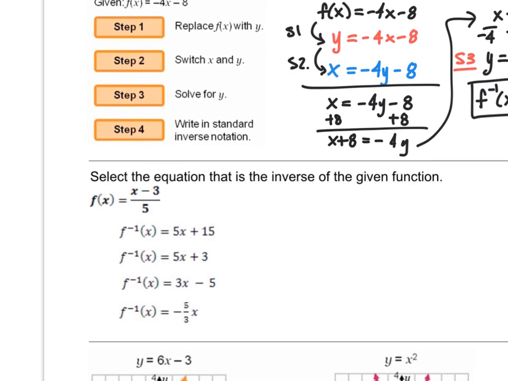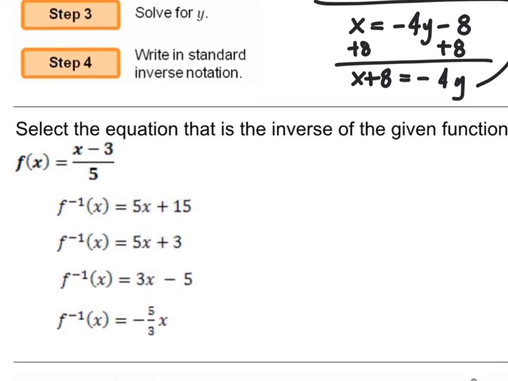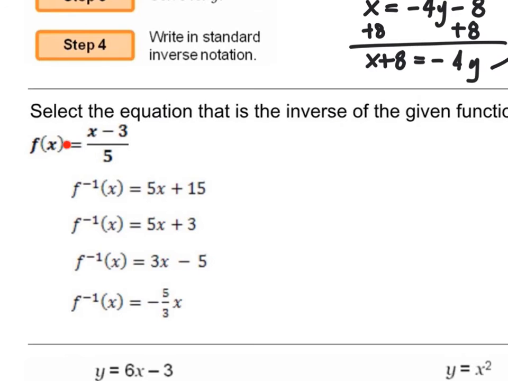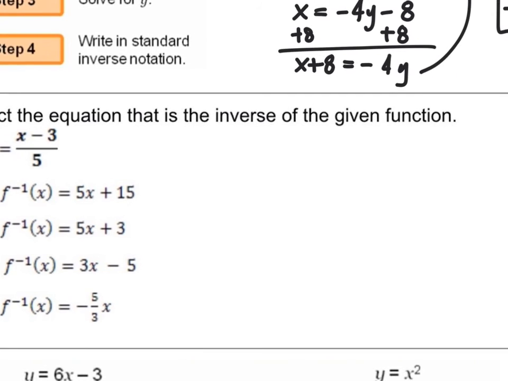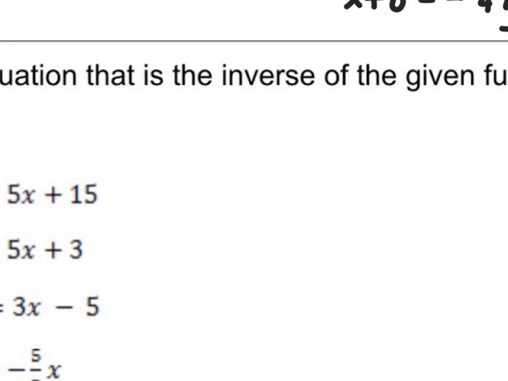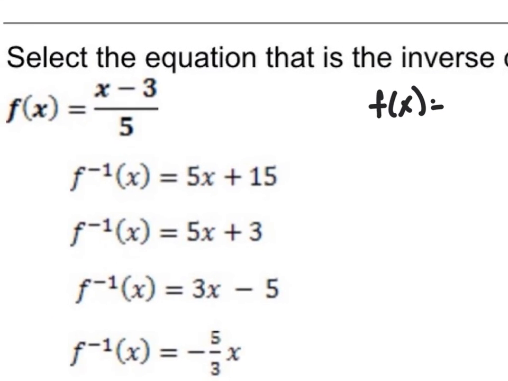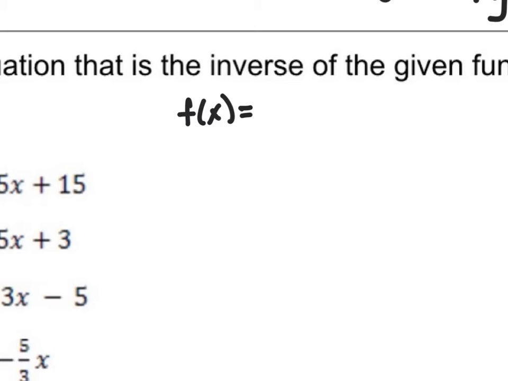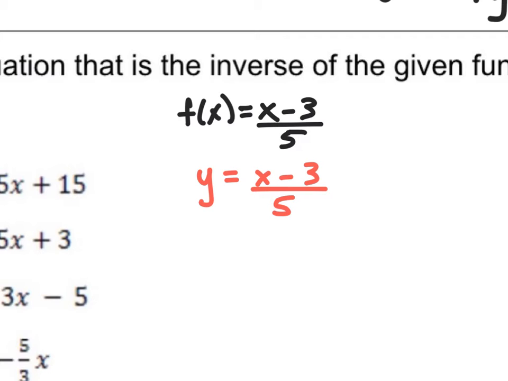So then it says select the equation as the inverse of the given function. Here's my given function, and let's go ahead and do the same steps. I'm going to rewrite this as f of x equals x minus 3 over 5. The first thing I'm going to do is replace f of x with y. So I'm going to write this as y equals x minus 3 over 5.